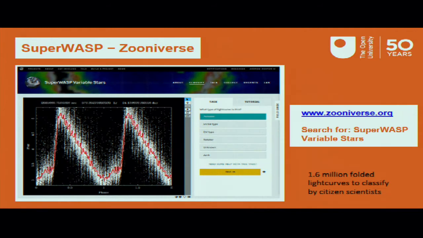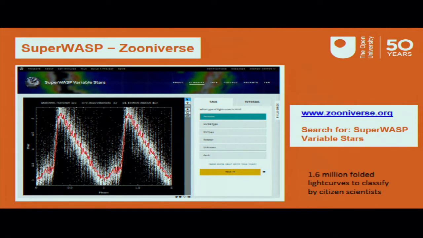What I've done with those 1.6 million light curves is upload them to this website called Zooniverse. Zooniverse is a citizen science website where volunteers can take part in real science experiments. There's a lot of astronomy experiments on there, but they cover other areas of science too. And in my project that I've created there, SuperWASP Variable Stars, the task for volunteers is just to try and classify these light curves into the various types, pulsating stars, eclipsing binary stars of different types, and so on.